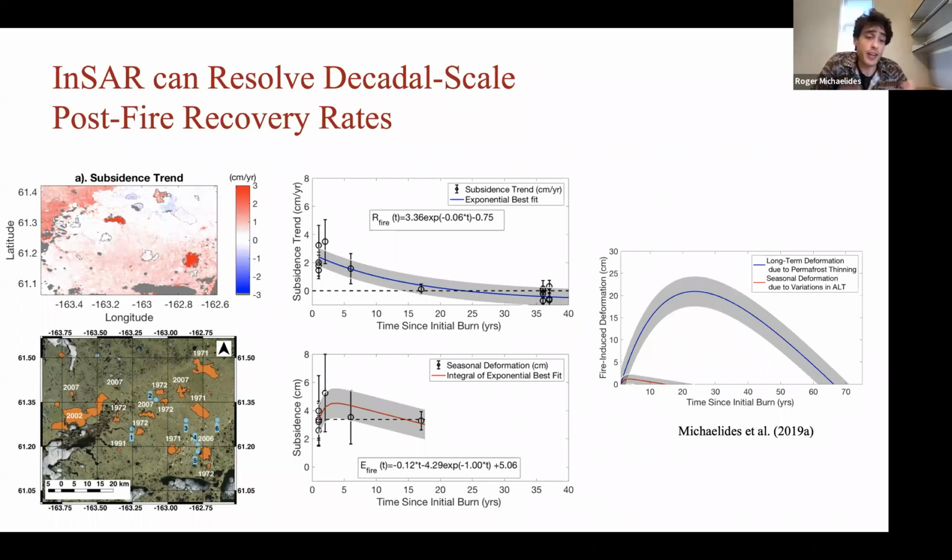But if we look at the geodetic signatures associated with the permafrost at depth, we see that recovery takes much longer, and that by 25 years, we've just about stabilized, and the permafrost is no longer thinning. And then there's a much more gradual recovery that takes almost 70 years to occur. So if we're looking at permafrost at depth, what we're seeing is that wildfire can modulate that on decadal timescales.